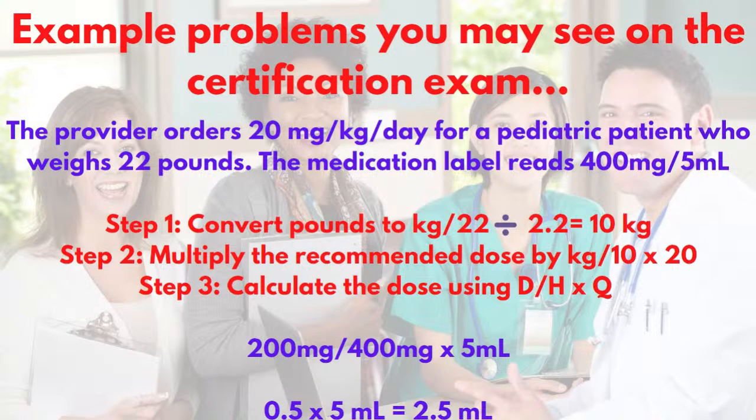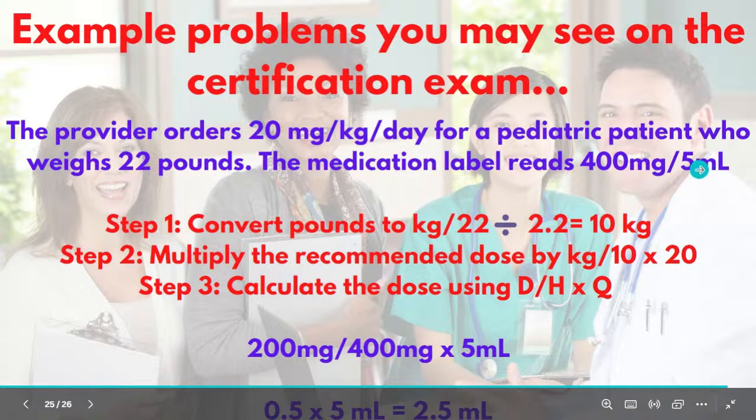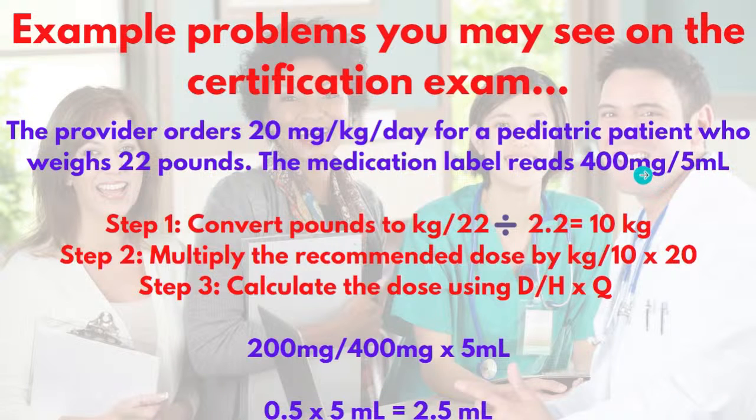The medication label reads 400 milligrams per 5 ml. Again, this takes us back to the problem that we read before. For every 5 milliliters of that medication, there are 400 milligrams of that medication, okay?